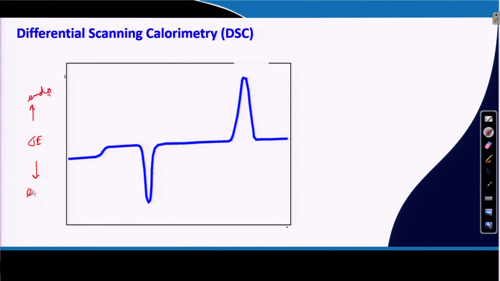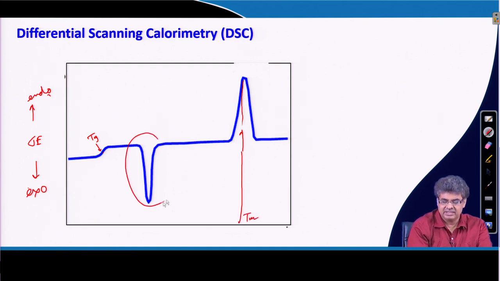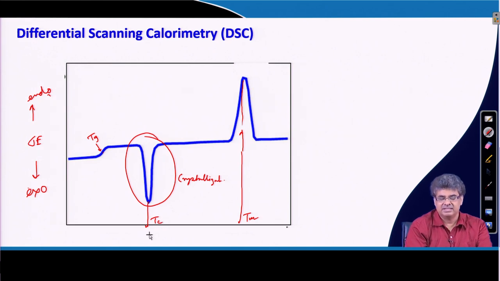Endo, and this is exo, like before. In this case, the midpoint of this is Tg, and this is Tm. So this temperature is Tm, and this process, as I was discussing, is called crystallization, and the corresponding temperature is Tc, the crystallization temperature. It happens, as I discussed, between Tg and Tm.